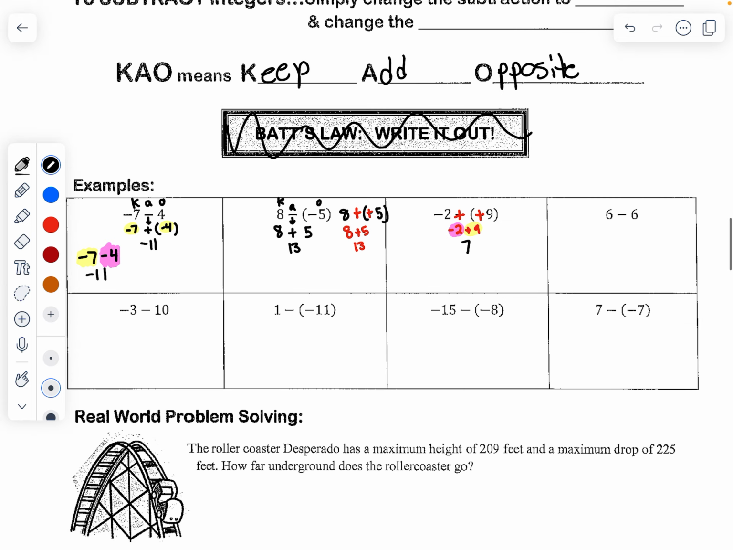Go ahead and take a minute, solve these last 5, and then play the video once you're ready.